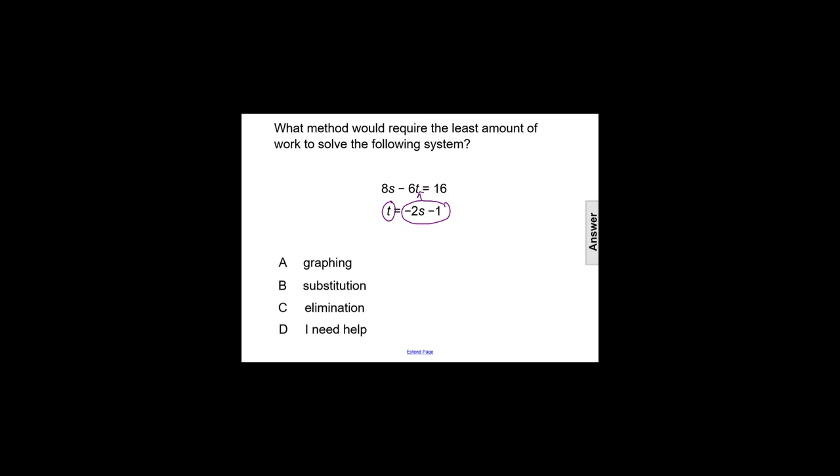So the method that would require the least amount of work to solve the following system is B, substitution, because one of the equations has a variable completely isolated already, making it easy to substitute into the other.